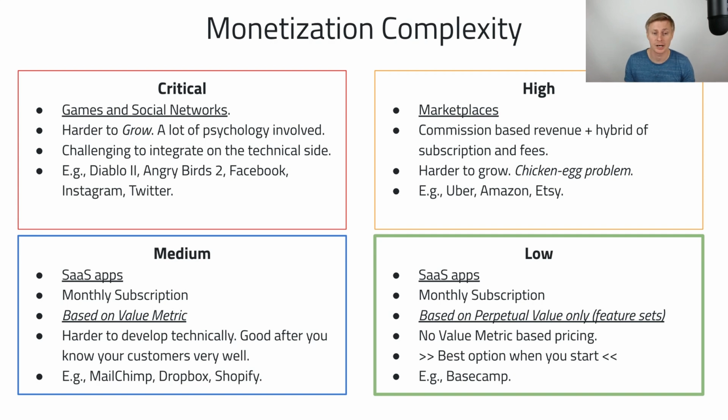Here I have marketplaces. Marketplace products are also a bit tricky to grow. Here we face the so-called chicken and egg problem. Vendors don't sign up because you don't have enough buyers, and buyers don't use your product because there are not many vendors represented yet on your marketplace.